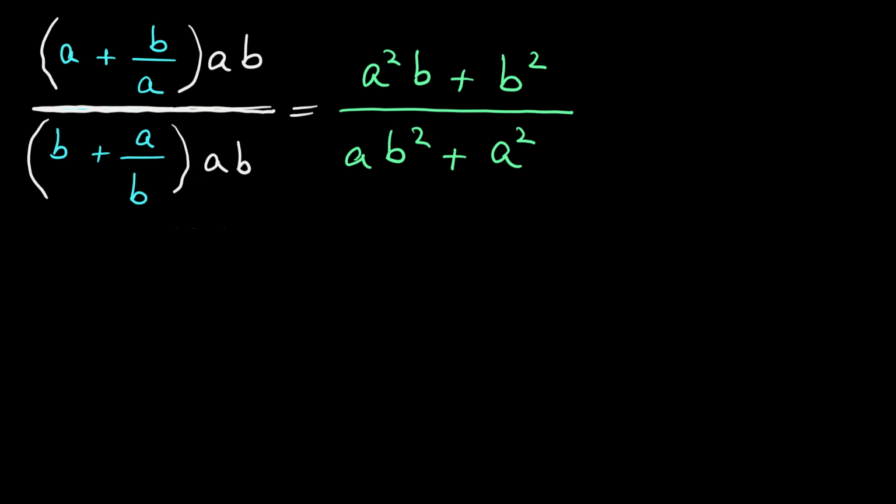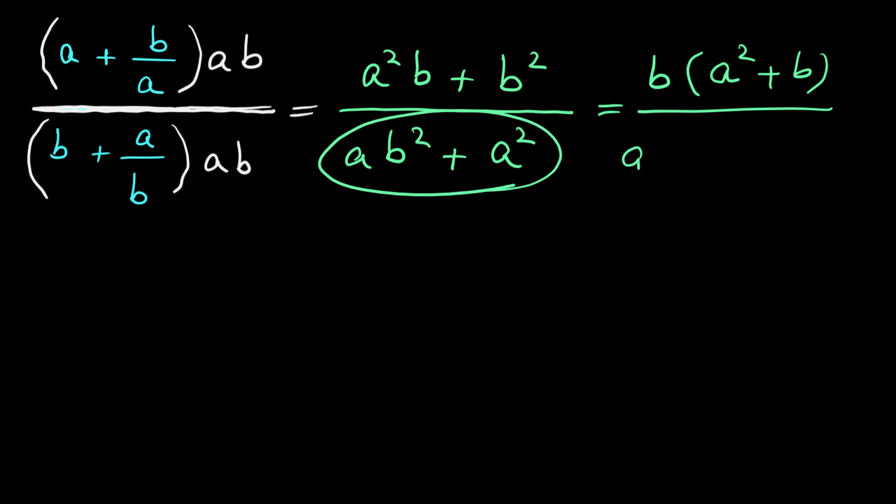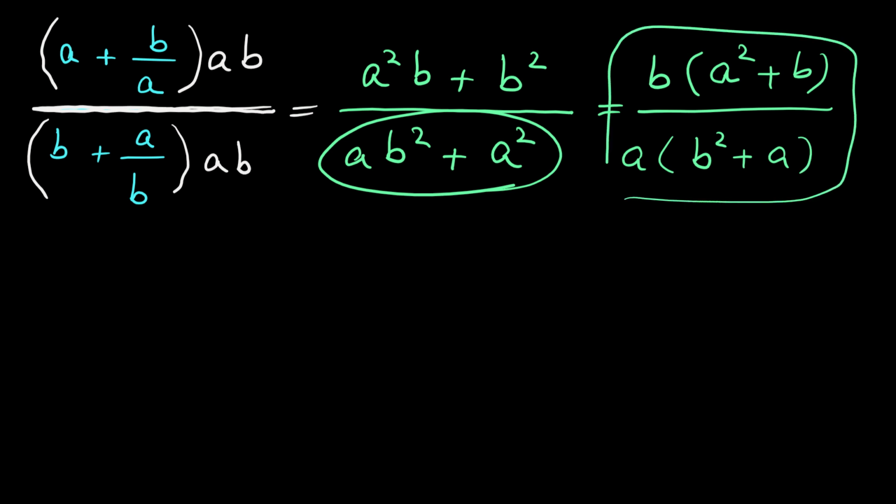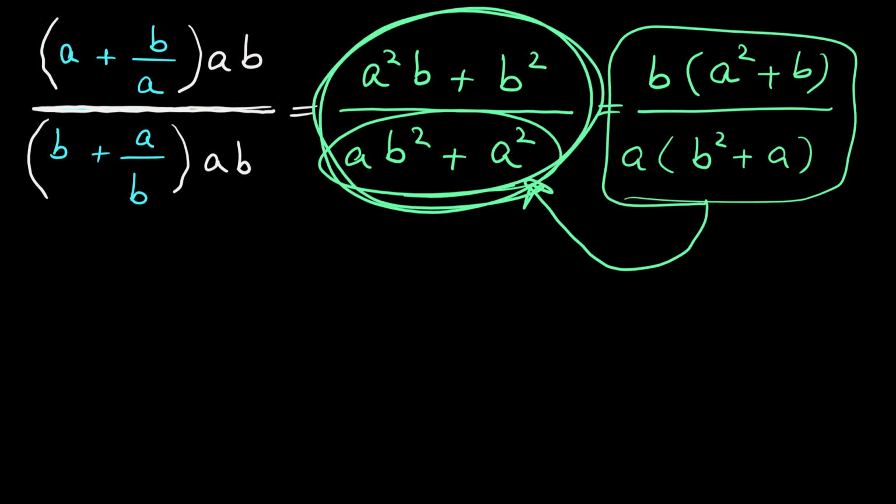And this is the final answer for this question. If you like, you can write your answer in the form of, if you factor b from the numerator, then you have b times (a² + b). If you factor a from here, then we have (b² + a). But really this answer is not much better than this, so you can leave it in this original form.